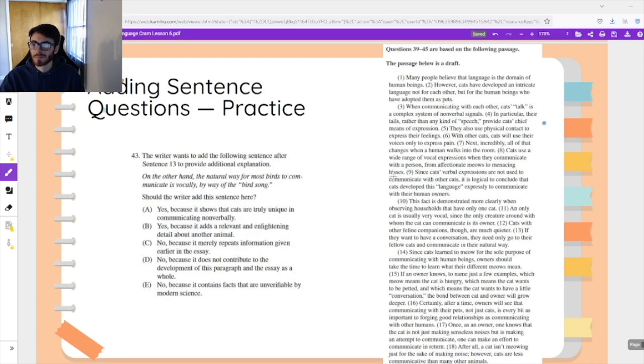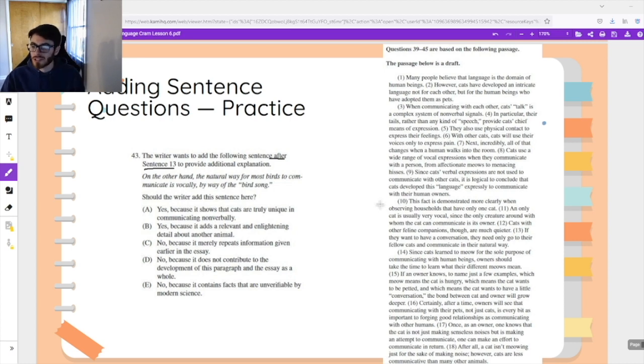So let's give it a shot. Cat passage again here. Give it a try, pause it, and unpause the video when you're done. Okay, the writer wants to add the following sentence after sentence 13, so this one gives us a location that we're adding it to provide additional explanation. On the other hand, the natural way for most birds to communicate is vocally by way of the bird song. Should the writer add this sentence here?